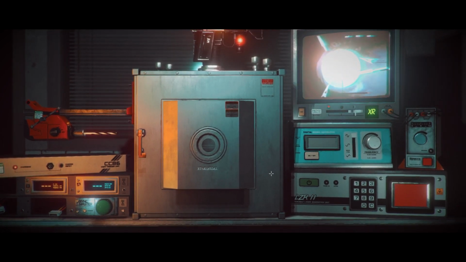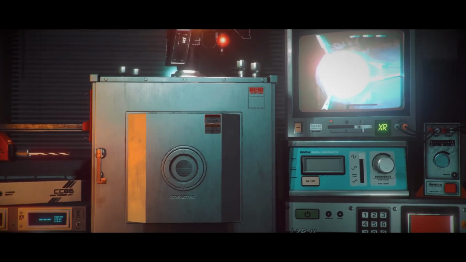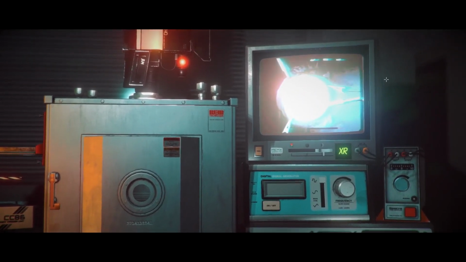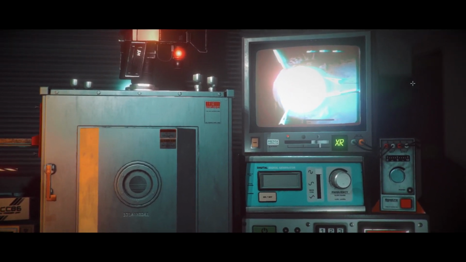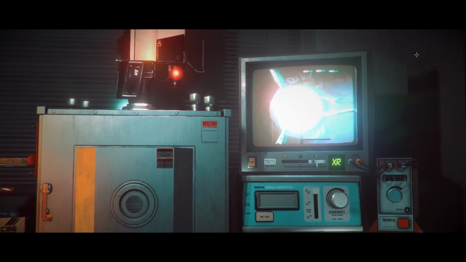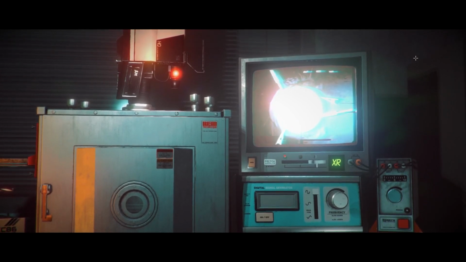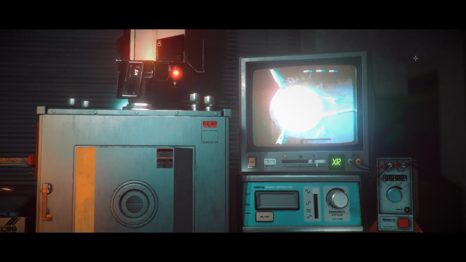Okay, good work. The X-ray is coming through now. There's no visible damage to the surrounding organic material, and no signs of activity either. All output is flatlined. Okay, let's begin.